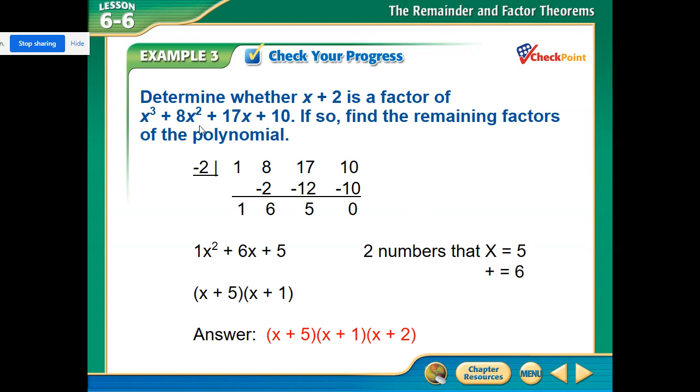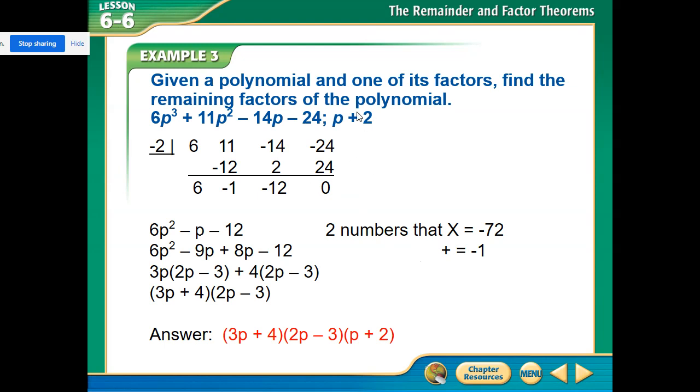Is x plus 2 a factor? So it's x plus 2, so we write negative 2. 1, 8, 17, 10. Bring down the 1, prime the pump, get it going. Negative 2 is 6. Negative 12 is 5. Negative 10 is 0. So 0, it works. So what do I have left? I want two numbers that multiply to 5 and add to 6. Well, that's 5 and 1. So I have the 5 and 1, and then bring down the x plus 2. You could have these in any order that you want. It's okay. What does that mean for my graph? Well, it'll have a 0 at -1, -2, and -5.